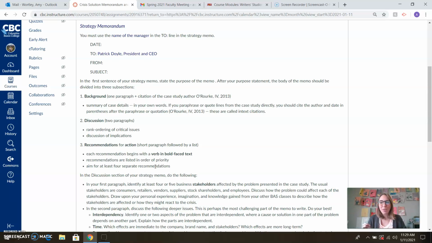We want to acknowledge that these are complex problems we're dealing with. There isn't a one-size-fits-all solution for it, right? So we would be oversimplifying if we said there was just one or two things the company needs to do. There are lots of things both Odwalla and Taco Bell need to do to solve their problems. Pick at least four to talk about here.